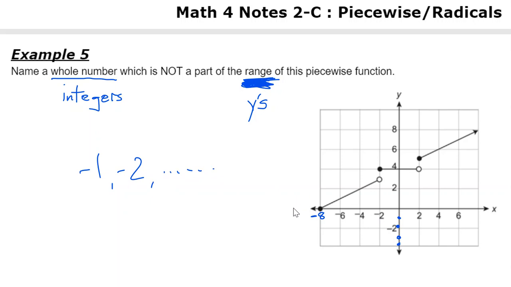But somebody who asks this on a test is likely to name the first whole number that is not a part of the range. And that would have been -1.